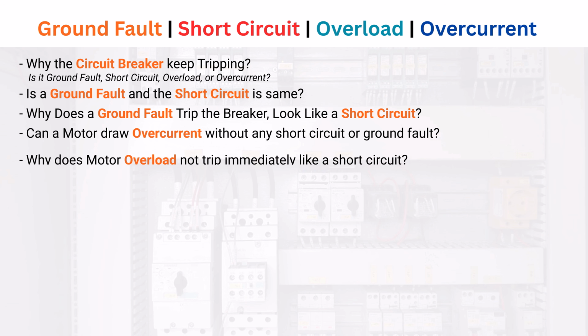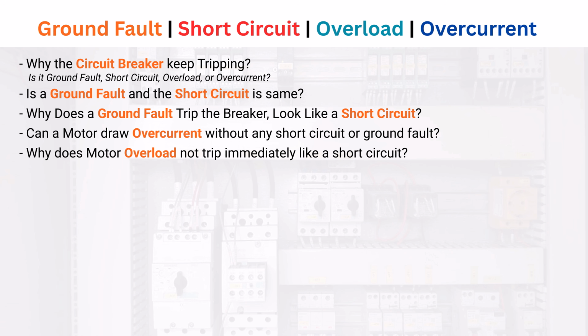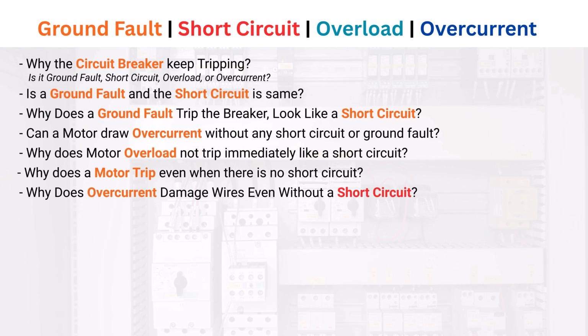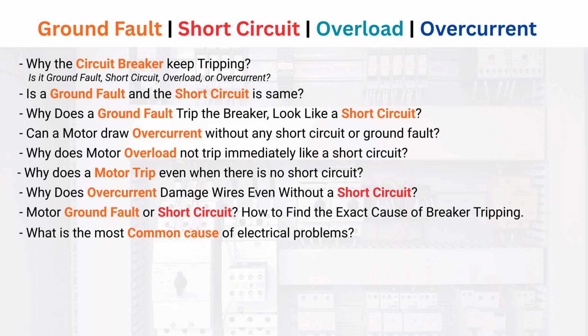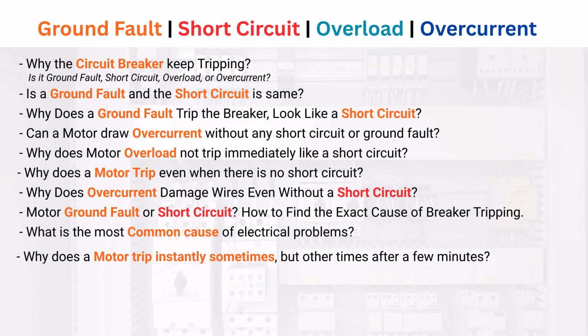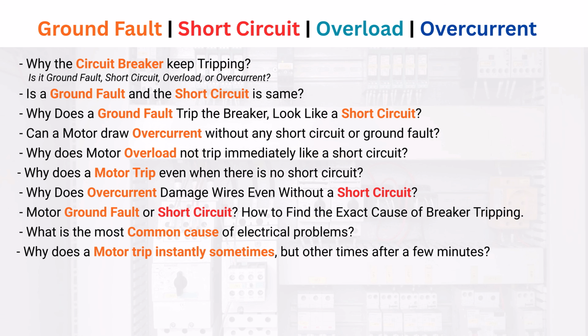And why does motor overload not trip immediately like a short circuit? I'll also cover why a motor trips even when there is no short circuit. Also, we have observed that overcurrent damages wires even without a short circuit. But why? I'll also explain how to find the exact root cause of a motor ground fault or short circuit in industry. The most important: what is the most common cause of electrical problems in industry and how to rectify it? I'll also discuss some scenarios when a motor trips instantly sometimes, but many times it trips after a few minutes. But why? I will explain all of these to clear your concepts practically.